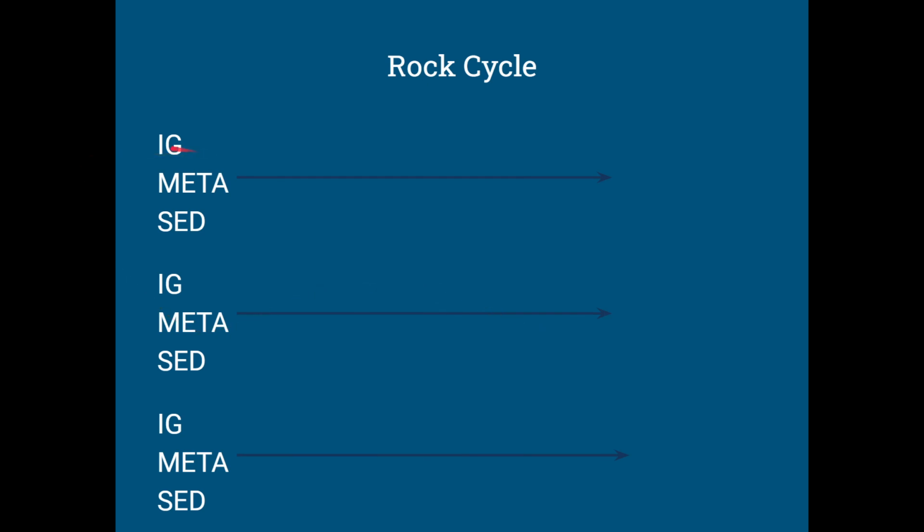So you could take an igneous rock, a metamorphic rock, or a sedimentary rock, and if you melt it back into a magma or lava, and then cool it, you will get an igneous rock.